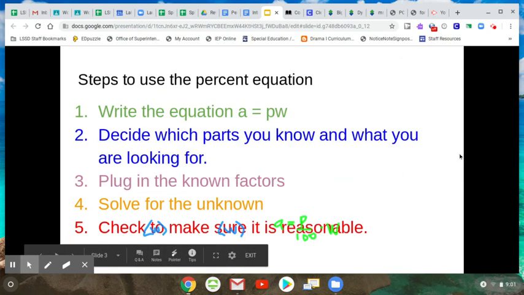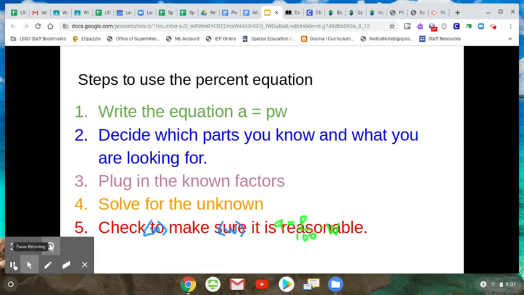Let's move on. So there are some steps that you need to take to use this equation. First step is write out the equation A equals PW. Then you decide which parts you know and what you're looking for. Plug in the known factors, solve for the unknown, and check to make sure that it is reasonable. Reasonability is really important in this one.